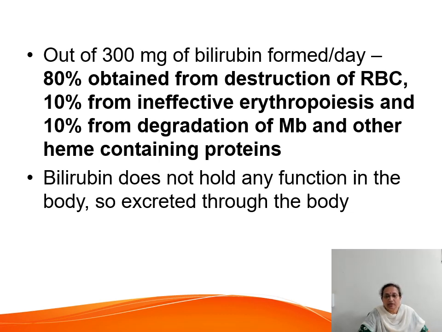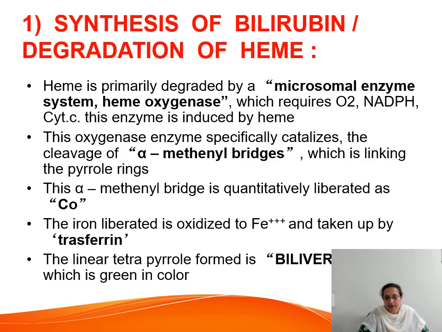This bilirubin does not hold any function in the body, thus it has to be excreted out from the body. So whatever products are formed during the catabolic process, which do not have any function in the body, are ultimately to be excreted out from the body. So in that, one of the molecules included here is bilirubin. So how is bilirubin going to be formed?